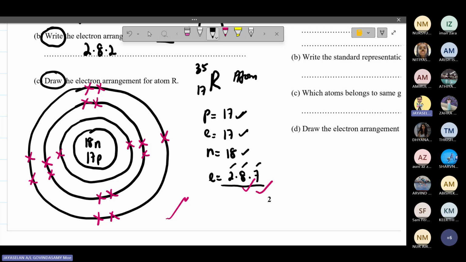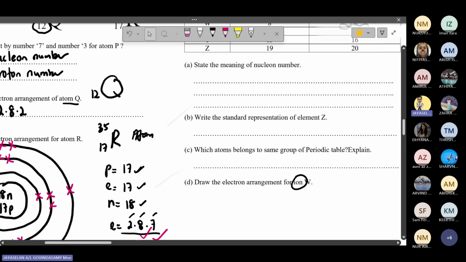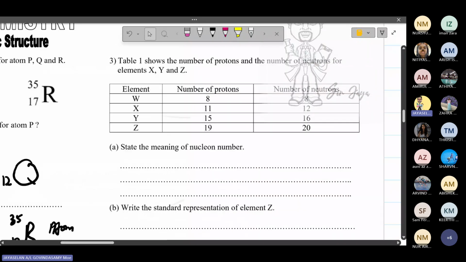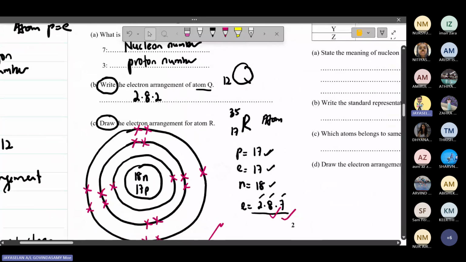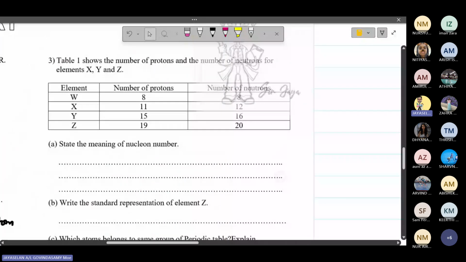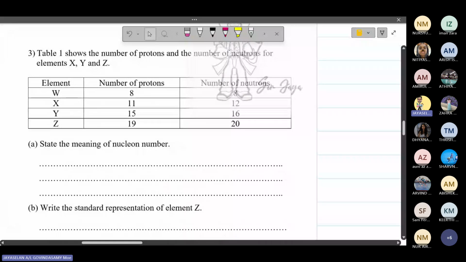In the book also got. Okay, now I already do 1. You guys do 1. Just now, nanti orang akan tengok recording. Later I will share the recording in YouTube. You all can see. Okay, I want to finish up all 9 questions.